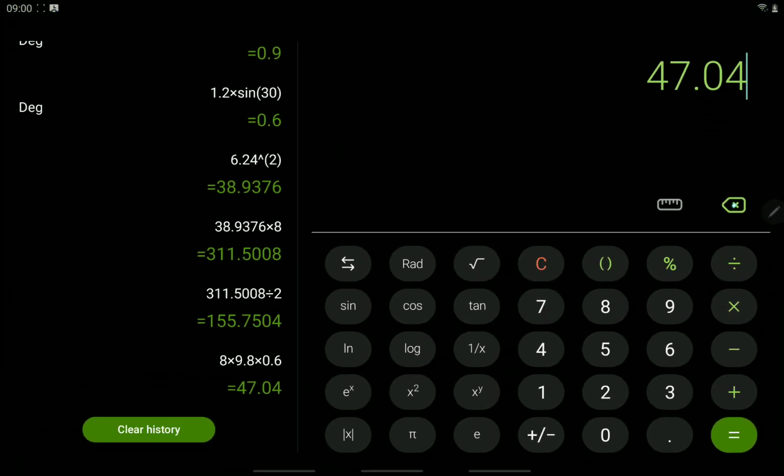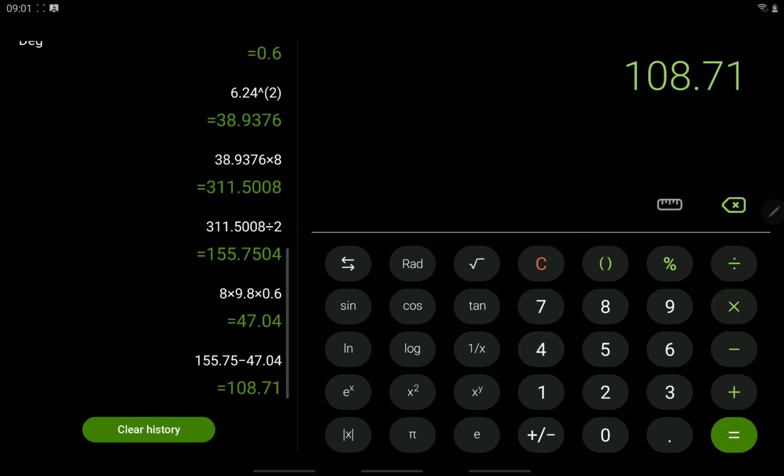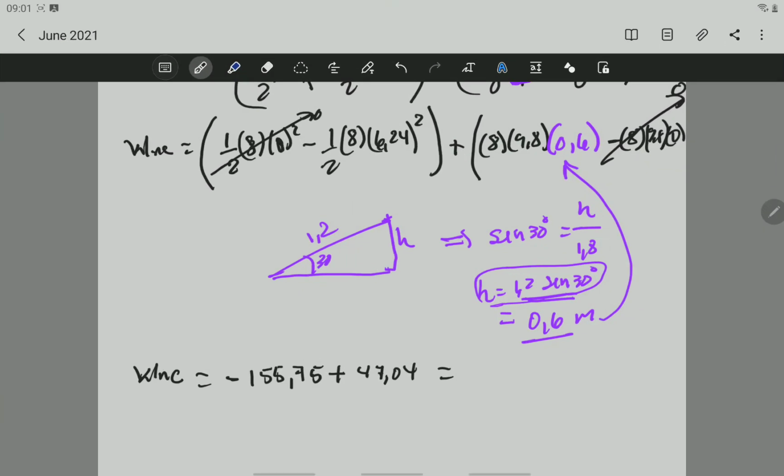155,75 minus 47,04, that is 108,71. It's negative because the bigger number is negative. 108,71 joules. That is the work done by the non-conservative forces. And yes, it must be negative because it is taking energy away from the system.